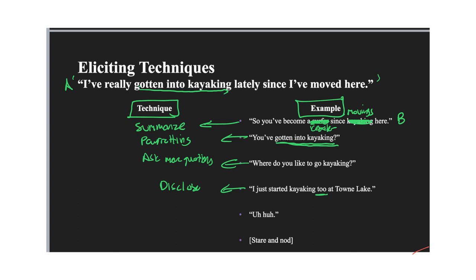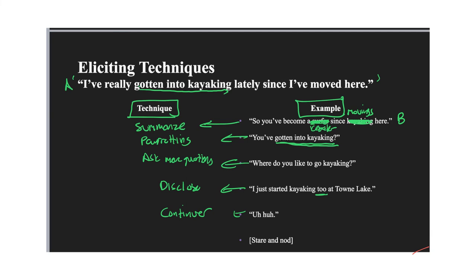Now, another option is a continuer. And I use this myself a lot. I've really gotten into kayaking lately since I moved here. Uh-huh. When I just say uh-huh, what I'm basically saying is, okay, I'm passing on my turn. I heard you, but I'm not going to add anything because I want you to keep going. Once I say uh-huh, they're going to add something to the statement. They're going to say, and it was really fun, or, and I almost got bit by a shark. I mean, there aren't sharks in Town Lake, but you know what I mean. So that's the idea of continuers: you kind of forfeit your turn, and you allow the person to expound more on what they say.